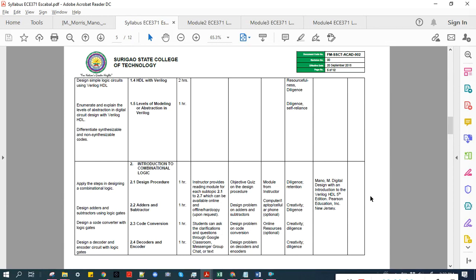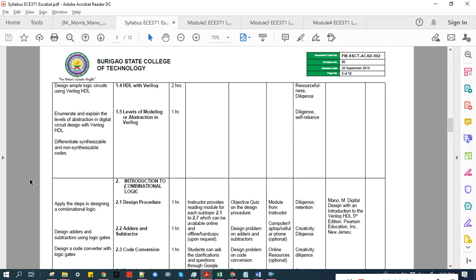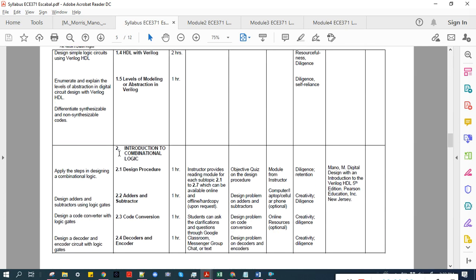Good afternoon. So today we're going to continue our discussion in chapter 2. We'll start now our discussion in module number 2, which is about introduction to combinational logic. The subtopics in chapter 2 are module 2.1, the design procedure in combinational logic circuits, 2.2 about adders and subtractors, 2.3 is about code conversion.